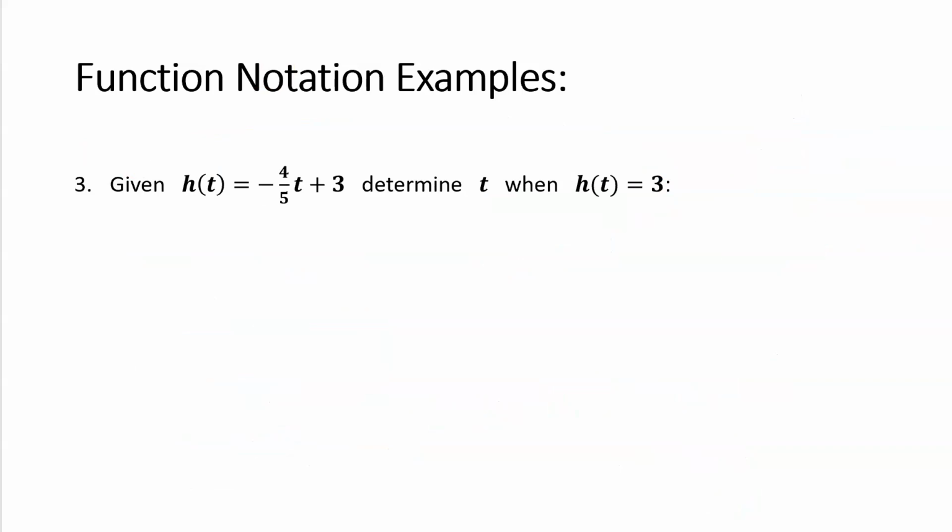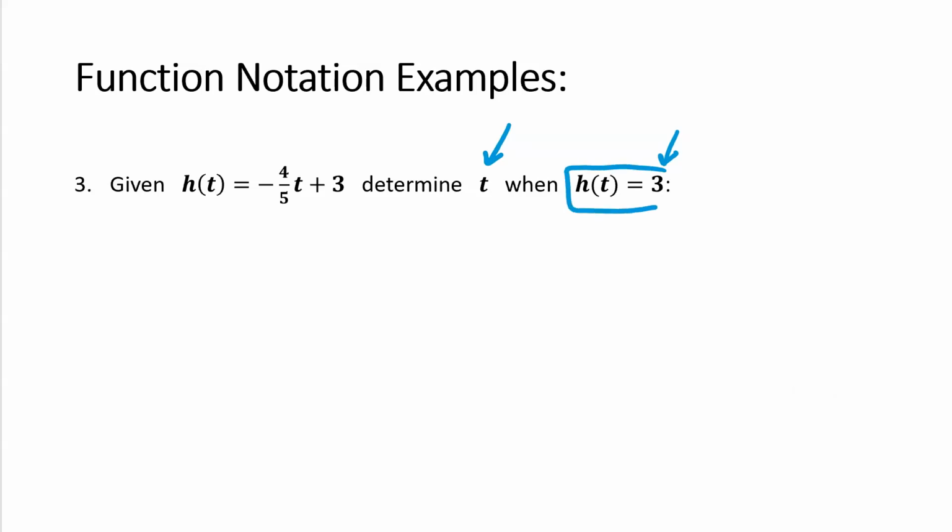Okay. Given the function h of t, this could be something like the height of an object at time t. h of t equals negative 4 over 5 t plus 3. Determine the input when the output, h of t, equals 3. So same style as last time.